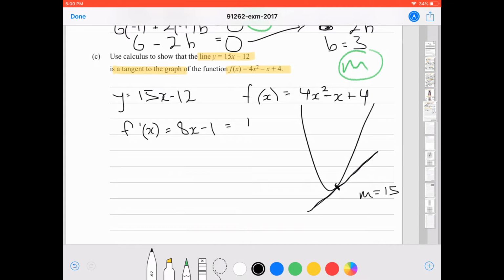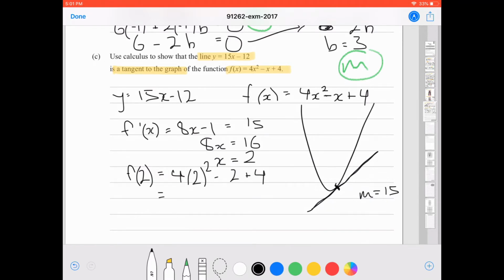Now, what is the y-coordinate of this x equals 2 point? Because if we have the coordinates, then we can match it up with our tangent, right? So we can say f of 2 equals 4 times 2 squared. So this is our original function, not the gradient function. Minus 2 plus 4.